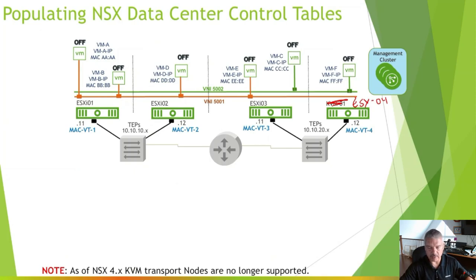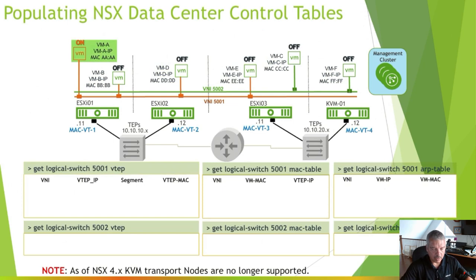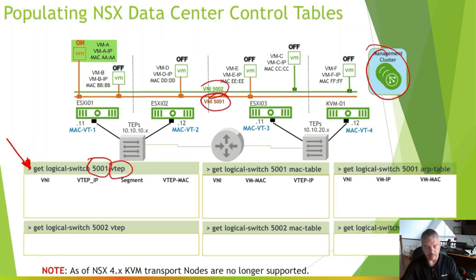So all the VMs are powered off. Let's look at the tables. Now, there's a couple of ways you can examine the tables. You could actually download them into a spreadsheet. I'll show you this. You could do it from a command line. That's what I'm actually quite familiar with. So here they're showing me the command I can run on my NSX manager. I go into the command line and I could type in get logical switch 5001. So I got to know the VNI. Oops, right here. And then I just want to look at the VTEP tables. If I want to look at the MAC table, I type get logical switch 5001 MAC table. And then last but not least, if you want to look at the ARP table, get logical switch 5001 ARP table. So again, there are the commands you can run.